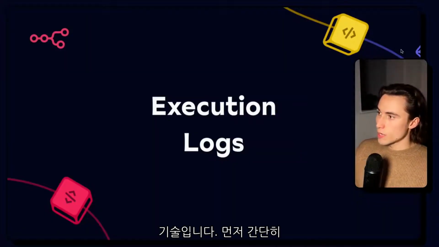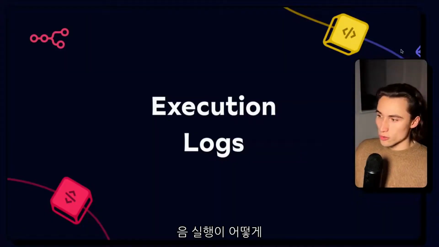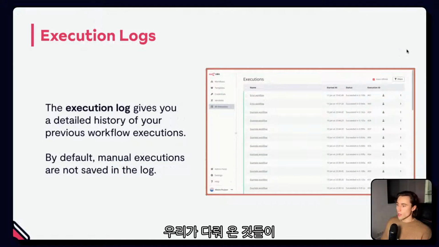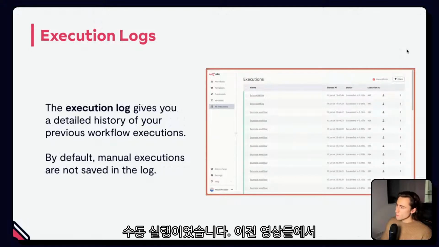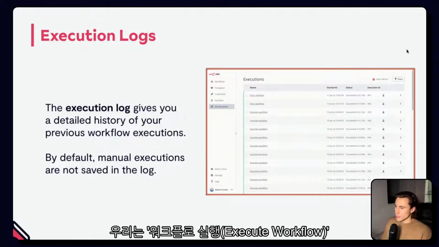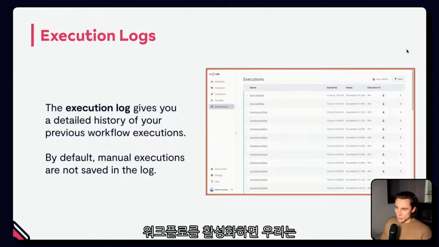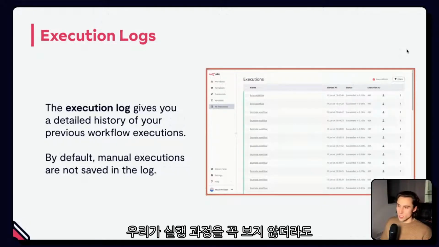Let's start a little bit by talking about how executions are stored in n8n. So for now, most of the executions that we've been working with have been manual executions. In these past videos, we've been clicking on execute workflow or test step. But as mentioned previously, when we activate a workflow, we're going to be turning on the automation. And so the workflow is going to execute behind the scenes without us necessarily seeing the execution of the workflow.